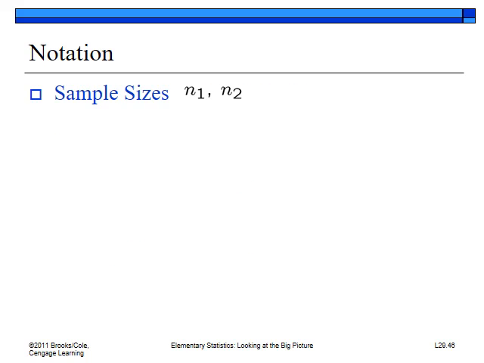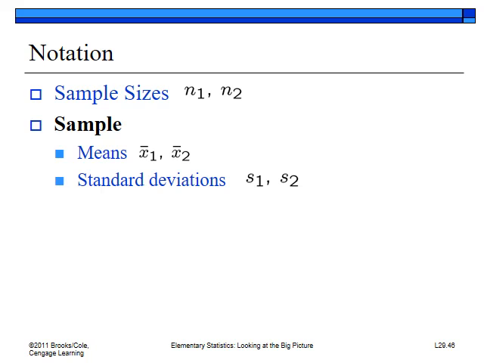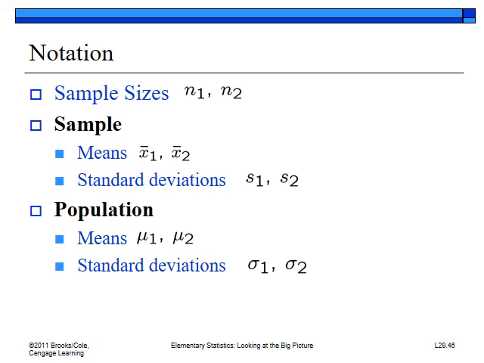Let's look at notation. For the sample sizes, we'll use subscripts 1 and 2 on the n's. So n1 is the size of the first sample, and n2 is the size of the second sample. We'll use similar notation for the other things we're interested in. For the sample means, we'll put subscripts 1 and 2 on the x bars. For standard deviations, we'll put the 1 and the 2 as subscripts on the s's. In the population, we'll do the same thing for the means and the standard deviations.